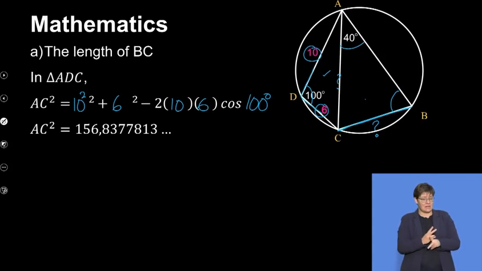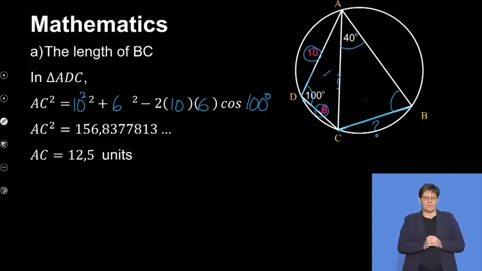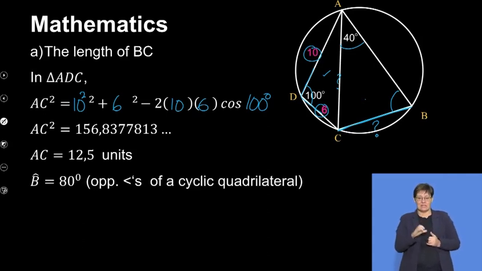Again, remember, we cannot round off at this point because we need to get to the final answer. They wanted us to find the length of BC, so we've got to keep all this in our calculator's memory because we need to use this unrounded answer in the next step. So AC will be about 12,5 units. We need to find BC, and we can use our second triangle. We already said that angle B has to be supplementary, so B will now just be 80 degrees because it's the opposite angle of a cyclic quad, and together they needed to be 180 degrees.